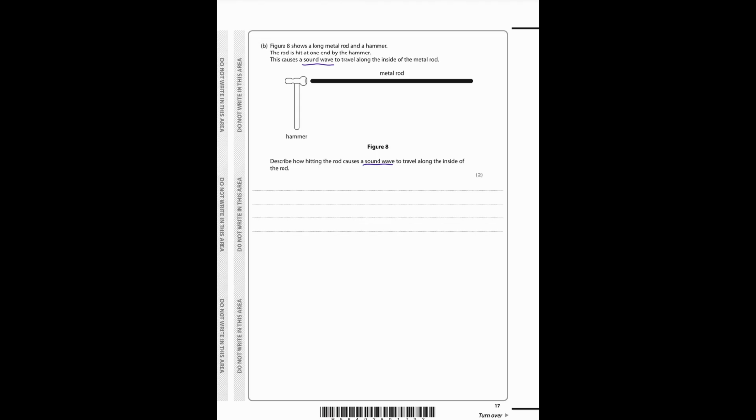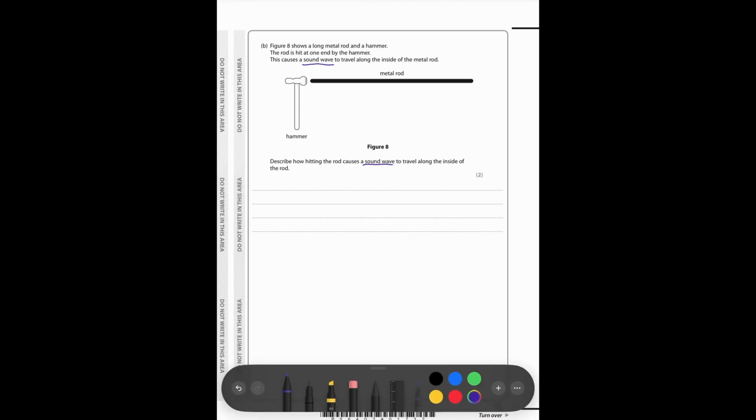So the first thing that I'm going to say is sound wave is longitudinal. Again, now I'm going to show the examiner I know what is meant by longitudinal wave. So that means the particles, I've got to make sure that I mention the word particles, oscillate in the direction of energy travel of the wave.